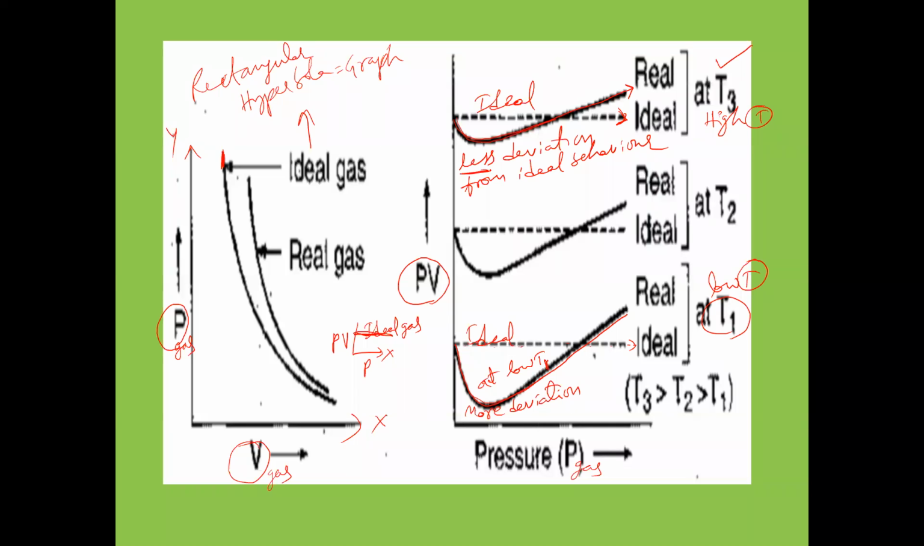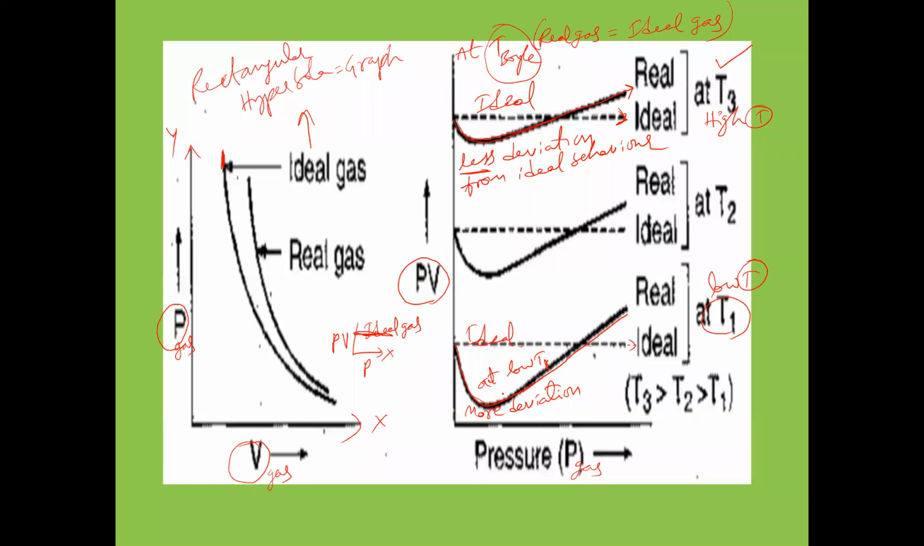That means what we have to understand is that when you heat a gas from lower temperatures to higher temperatures, at one particular temperature, at Boyle's temperature, the real gas behaves like an ideal gas. So the temperature at which real gas behaves like ideal gas is called Boyle's temperature. I told you, Boyle's temperature.